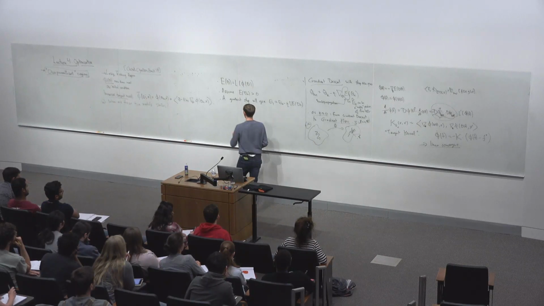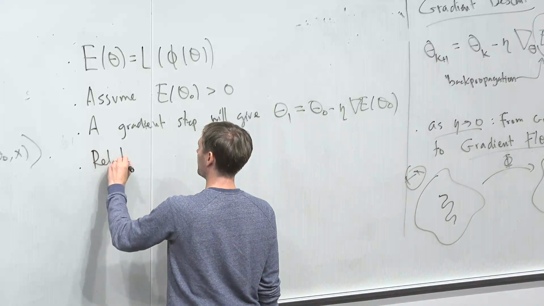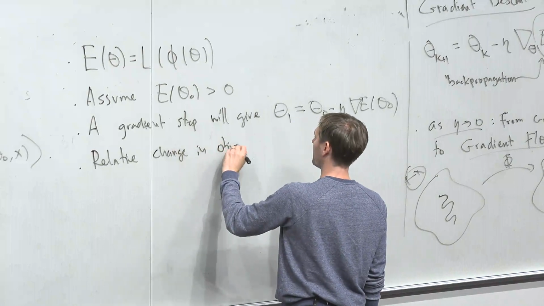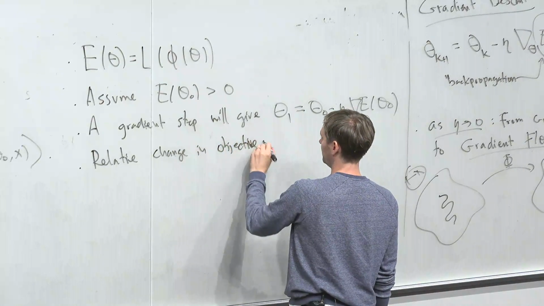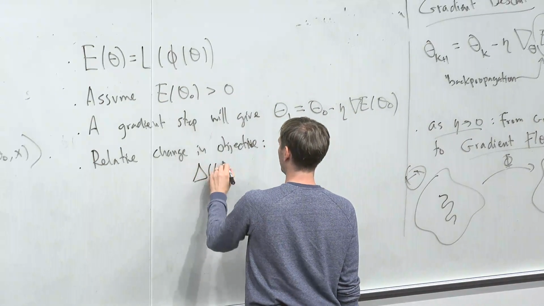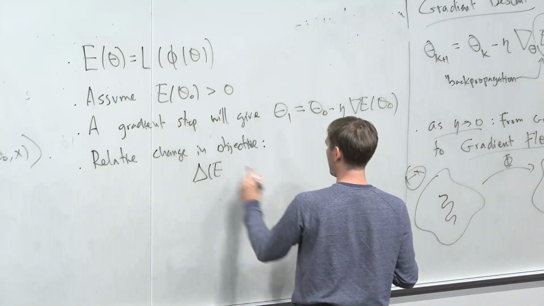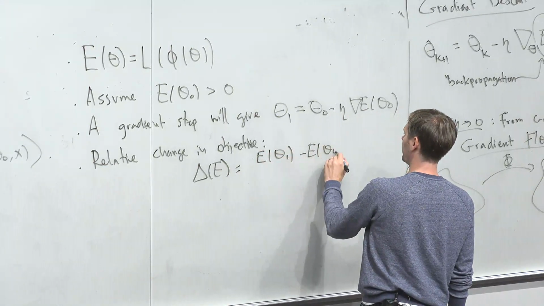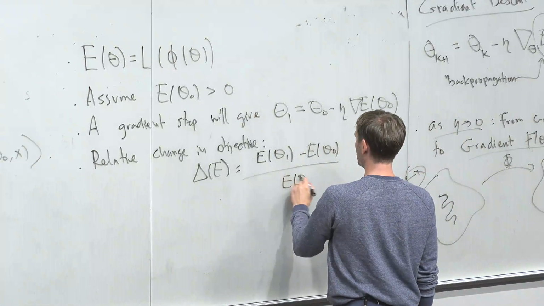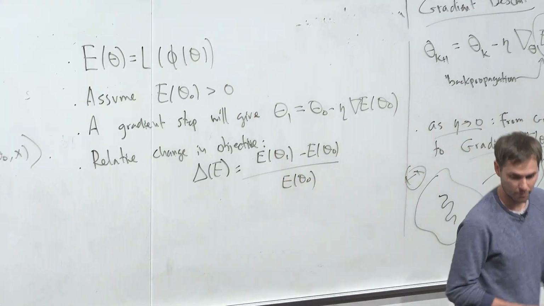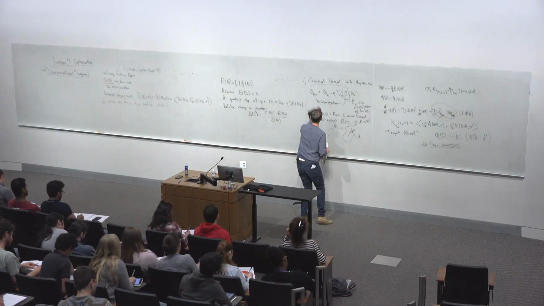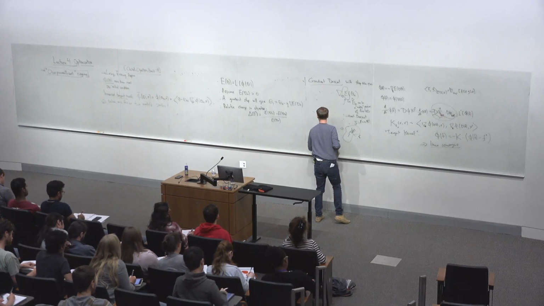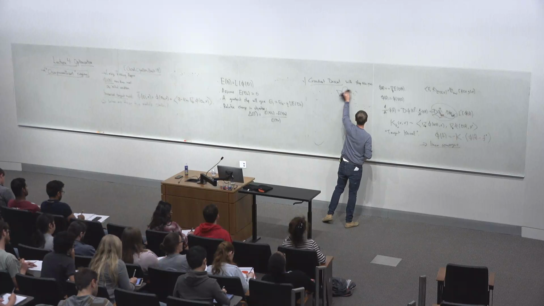Okay, so we can say that the relative change in the objective is something that we can define like this: E of theta 1 minus E of theta 0, relative to the initial loss. That is, the energy that we have after we made the step compared with the energy that we had at time 0. What is the approximate relative change in function?